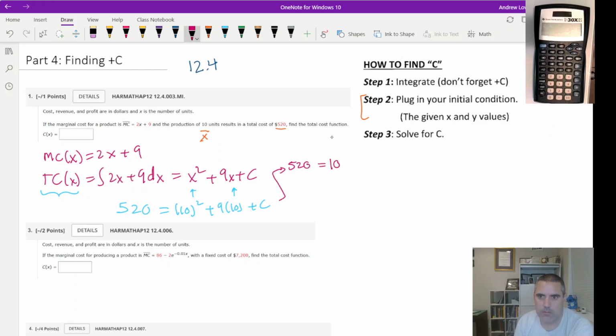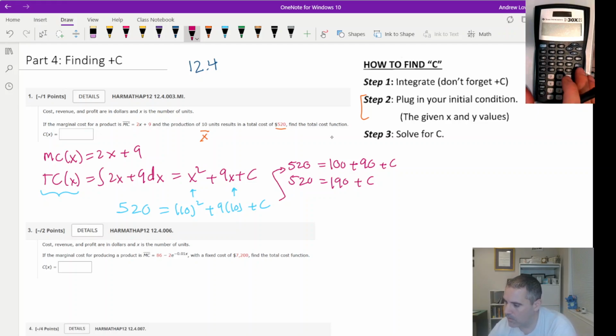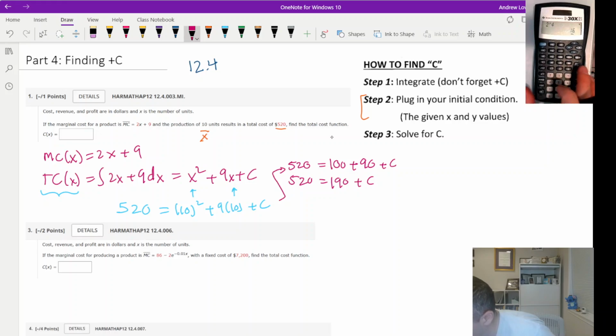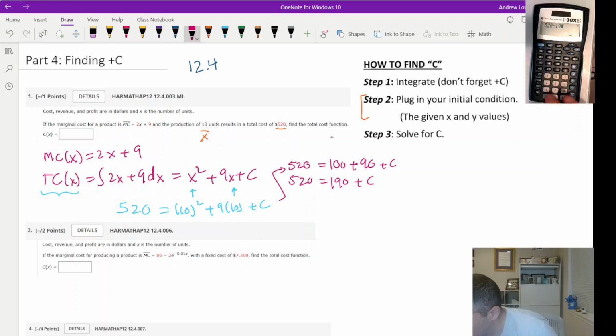Okay, so this is 100. This is 90. If you watch my videos, you realize I don't like to reach for my calculator very much because I feel like it slows me down. But let's reach for it now if you want to. I'm going to do 520 minus 190. I know I'm away from the mic. It's bad video making. Okay, I got 330. So that's it. That was the one calculation I had to do. 330 is C.